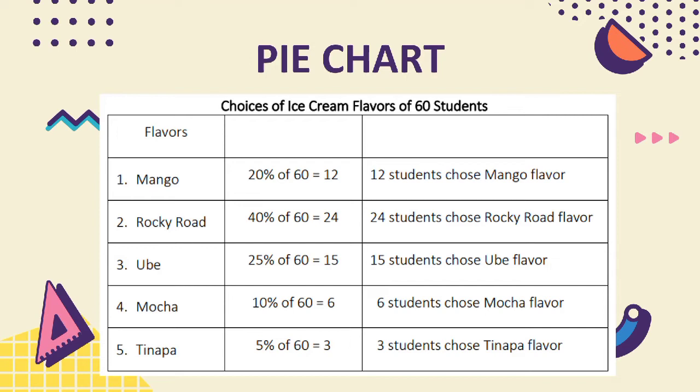And that's it. You can now draw a pie chart. You have the sector of the circle representing each item in terms of degrees, and you already determined the number of students who chose a particular flavor of ice cream.